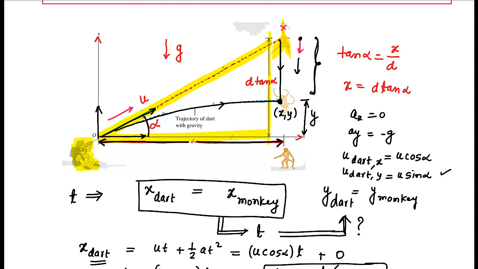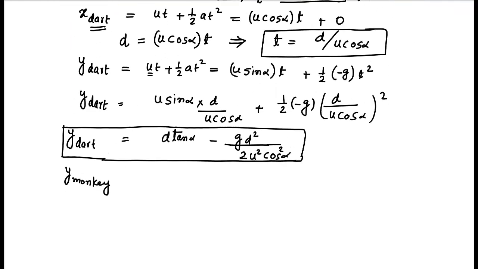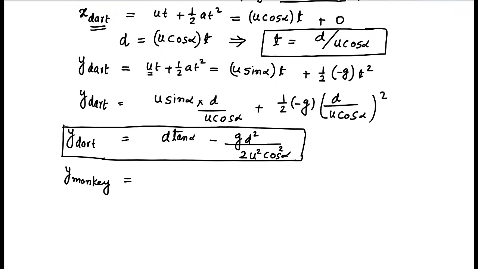So what is the y-coordinate of the monkey? This coordinate is nothing but the total minus this distance. The total is d tan alpha, so the y-coordinate is d tan alpha minus this distance, that is half g t square. That will give you the y-coordinate of the monkey.